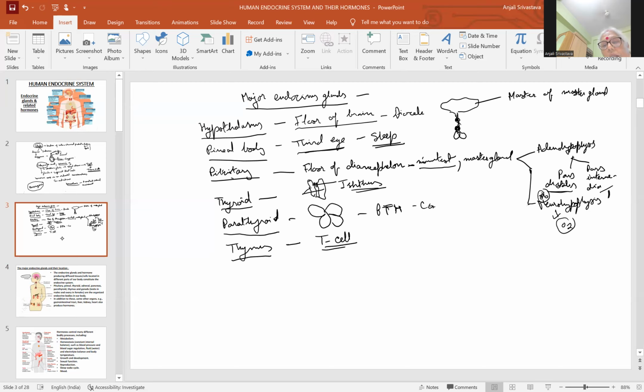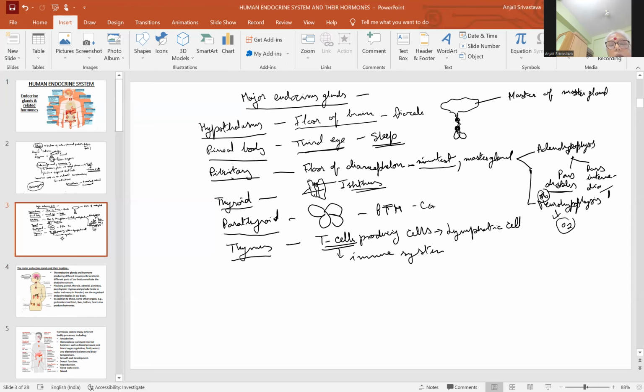It controls the immune system, T cell producing or lymphatic cell producing, controlling the immune system of the body by producing T cells.